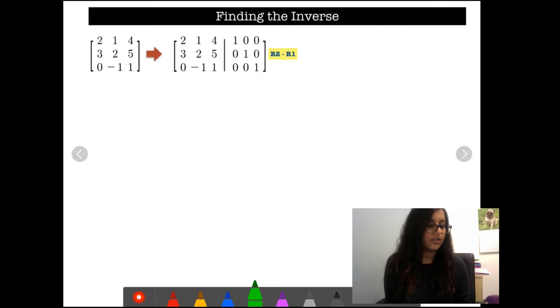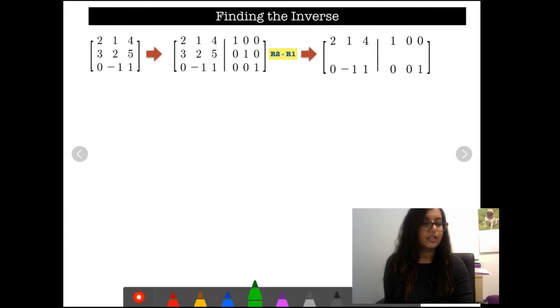Let's go ahead and try that. So when you do this, the only thing that should change is the second row, because we're only applying this rule to the second row. Okay, so let's get started. So what we're doing is row 2 minus row 1. The number in row 2 minus the number in row 1.